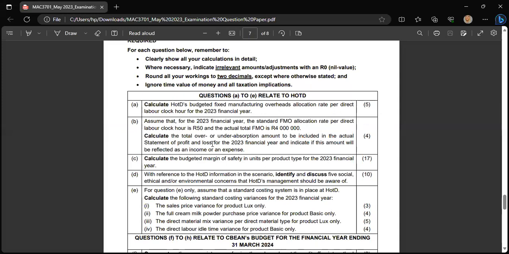All right, so on part C, let me just allow people in.